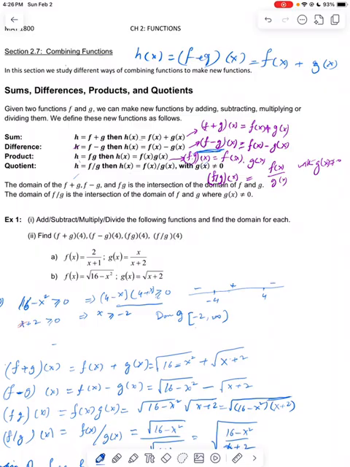Now I'm making a sign chart for this quantity. I'm writing that it will be negative in the region negative infinity to negative 4. It will also be negative on the interval 4 to infinity. We want to see where it is positive, because that's what we have here.